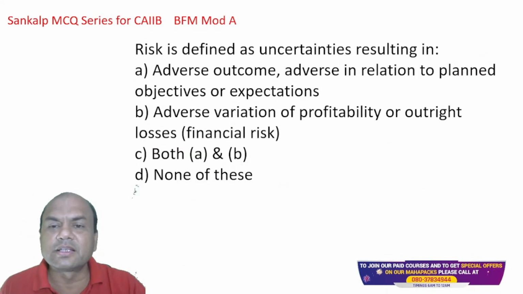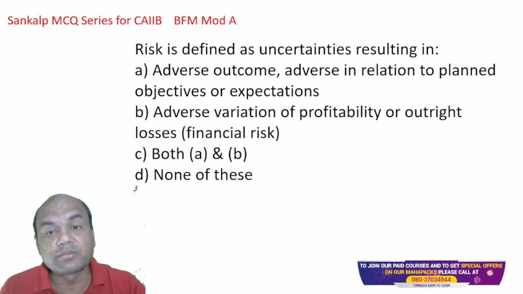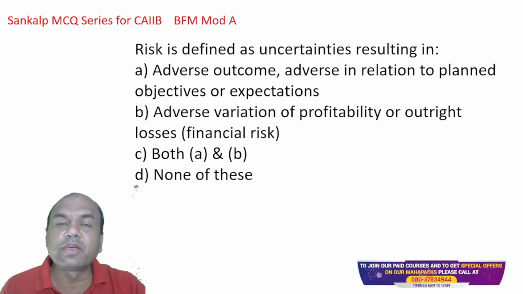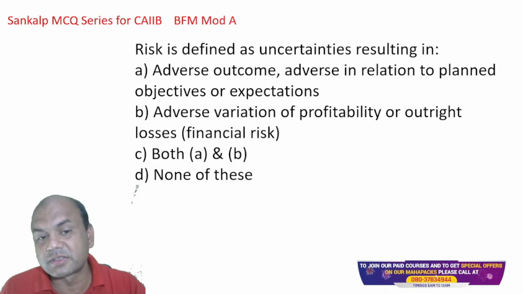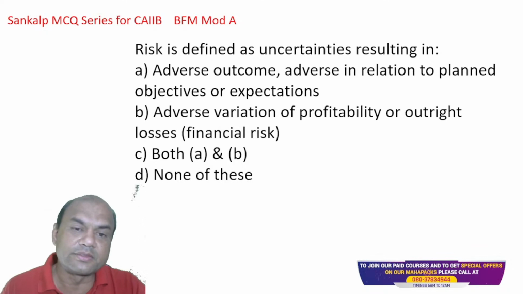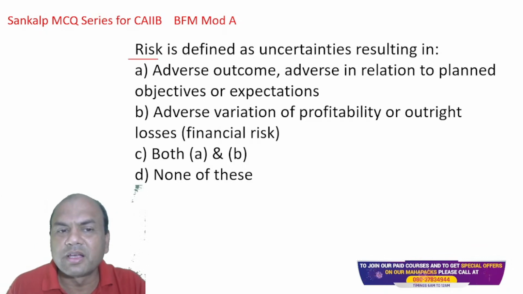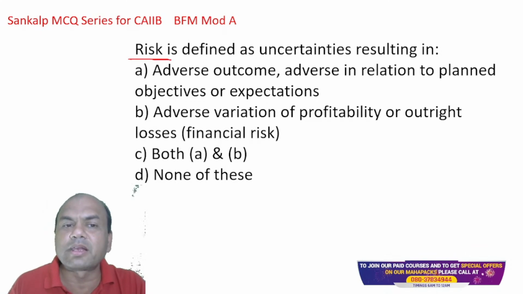Risk is defined as uncertainties resulting in adverse outcome, adverse in relation to the planned objective or expectations. Now this is simple. It won't take much time, isn't it? Adverse variation of profitability or outright losses, both A and B, and none of these. This is quite simple. See, a risk means what? Uncertainty. Basically, remember, risk means uncertainty. Uncertain. That is known as risk.